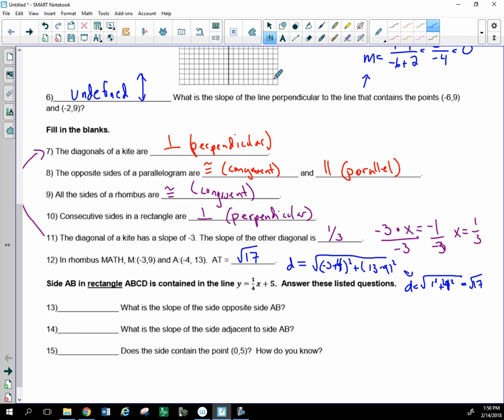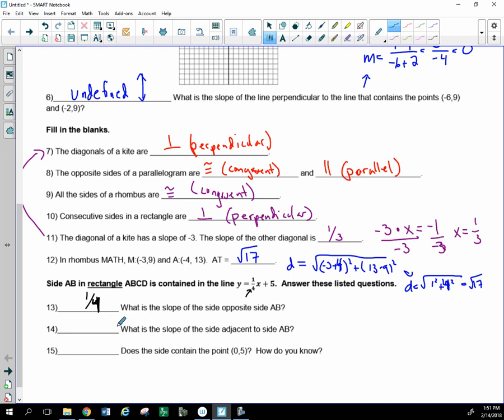So then they gave us this rectangle with the equation of the line, and they asked what is the slope of the side AB? The side AB in the rectangle is made up of this line, so the slope is the slope of this line, which is right there, which is 1/4. I don't know what's going on with my 4s.